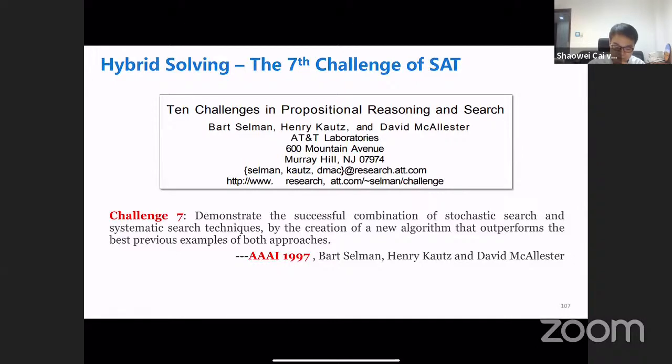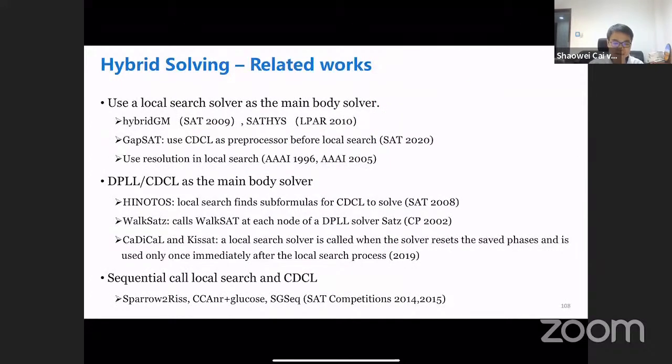In history, at the 1997 IJCAI conference, Selman, Kautz, and McAllester proposed 10 challenges in propositional reasoning and search. And the seventh challenge is: can we develop a new algorithm that outperforms both DPLL-like and local search-like algorithms by combining their advances? This has attracted a lot of interest, and different types of hybrid solvers have come out.